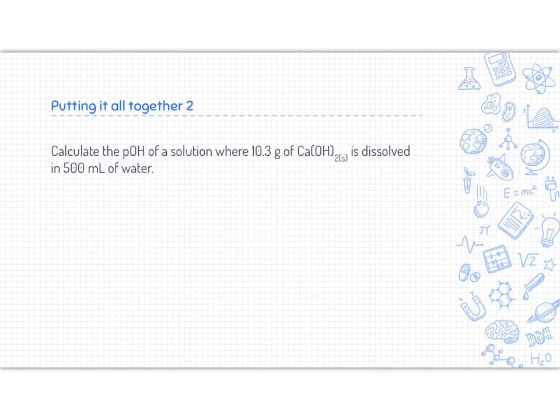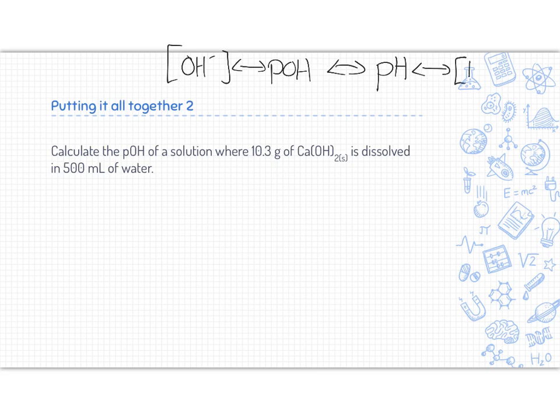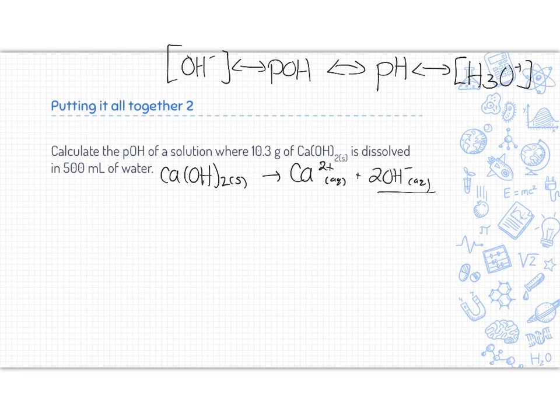So let's calculate the pOH of a solution where 10.3 grams of calcium hydroxide is dissolved in 500 milliliters of water. If we're looking for pOH, we need the concentration of OH minus, or we need a pH value. So we need to decide, is this an acid or a base? So let's write out its dissociation equation. It dissociates into calcium 2 plus and 2 OH minus. The fact that it has an OH minus tells me it's a base.